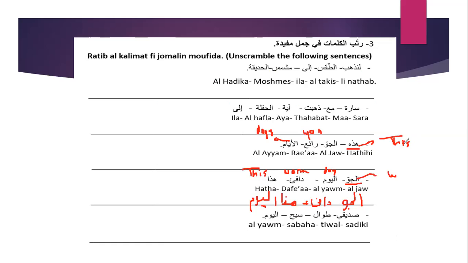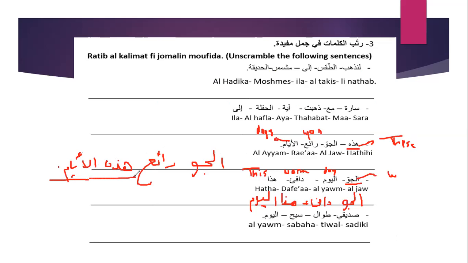These days, because we have days, so we start الجو. How is the weather? Wonderful. رائع. الجو رائع. What? هذه. What else? الأيام. So الجو رائع هذه الأيام. Okay. When I say الجو رائع هذه الأيام, الأيام, it's days.